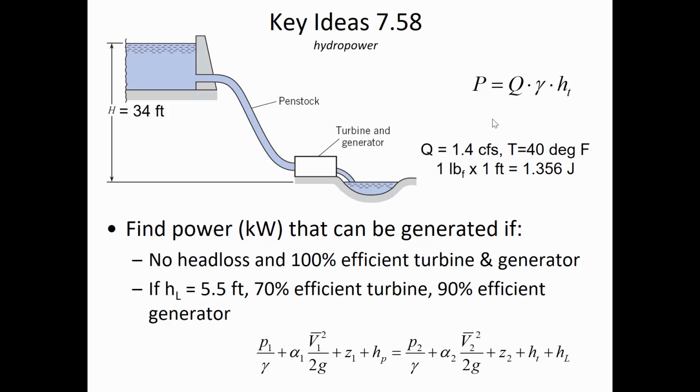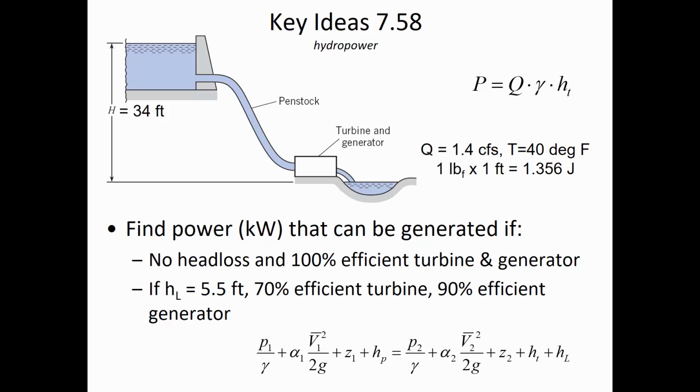So any questions about this first part where you're finding the power if there's no head loss and 100% efficiency? Again, that conversion between foot-pounds and joules: you're going to calculate how many foot-pounds there are by the power equation, and it's going to be foot-pounds per second. But if you multiply the number of foot-pounds per second by 1.356, then you're going to have some number of joules per second, and that's the same thing as watts.